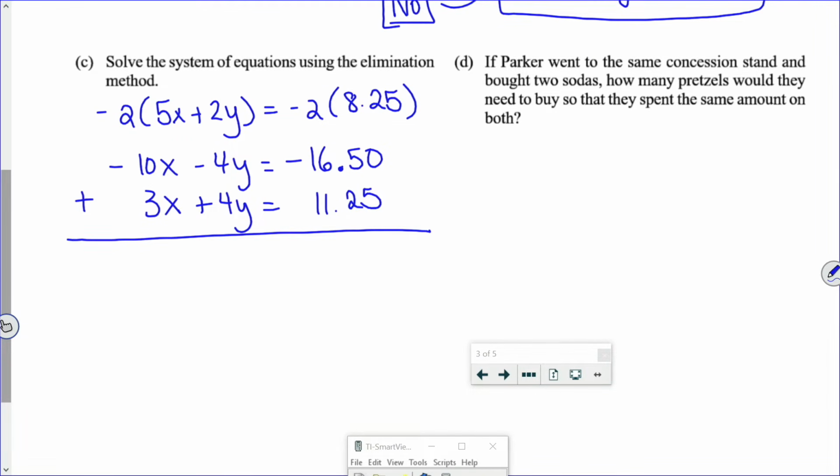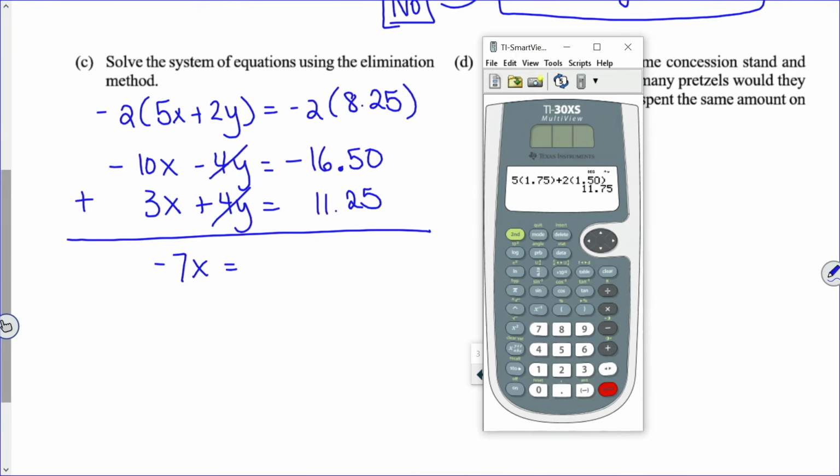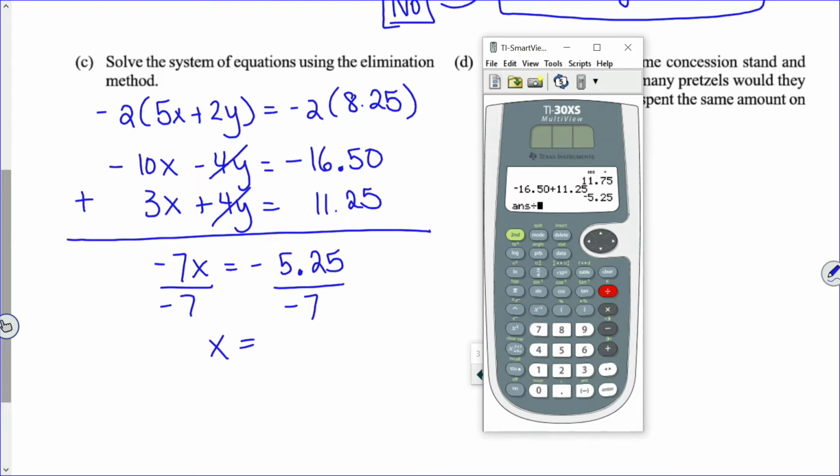Negative 10x plus positive 3x is negative 7x. Negative 4y and positive 4y cancel. On this one, if you need to, use the calculator. Negative 1650 plus 1125 is going to be negative 525. Divide both sides by negative 7. We can just hit divided by negative 7 on our calculator here, and that's going to be x equals 0.75.